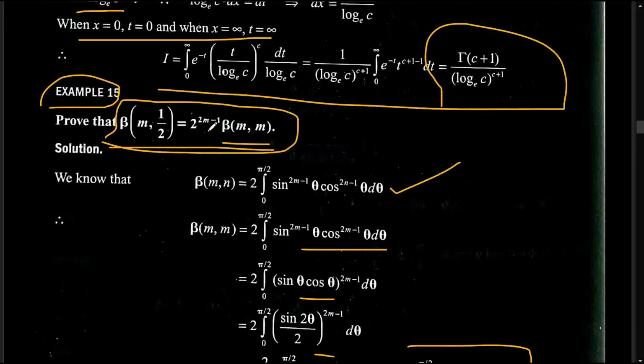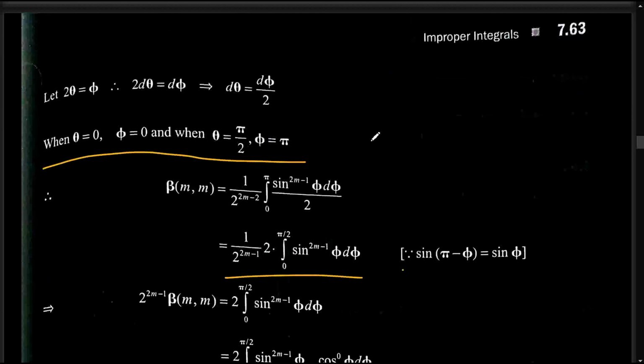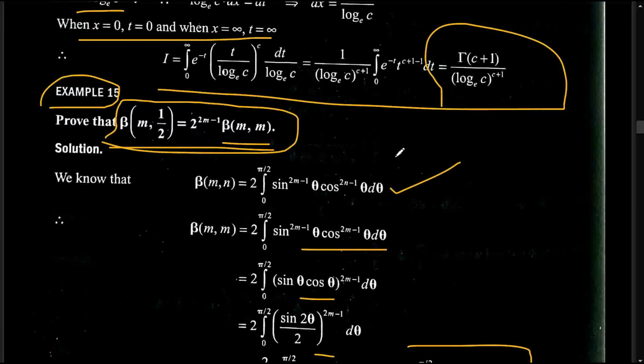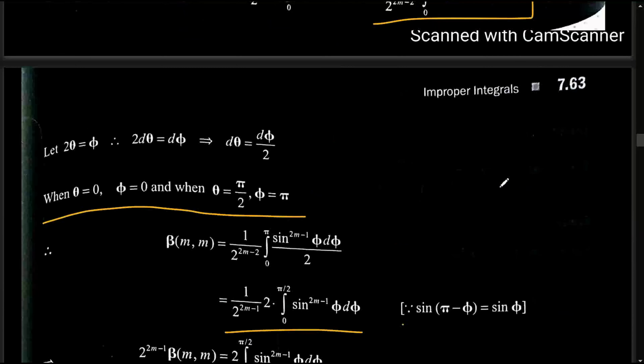2 to the power 2m minus 1. So they are just multiplying it with this. You get this as a result for that. So now we know the formula. This is the formula: beta of m comma n is equal to 2 times the integral from 0 to pi by 2 of sine and cosine powers.